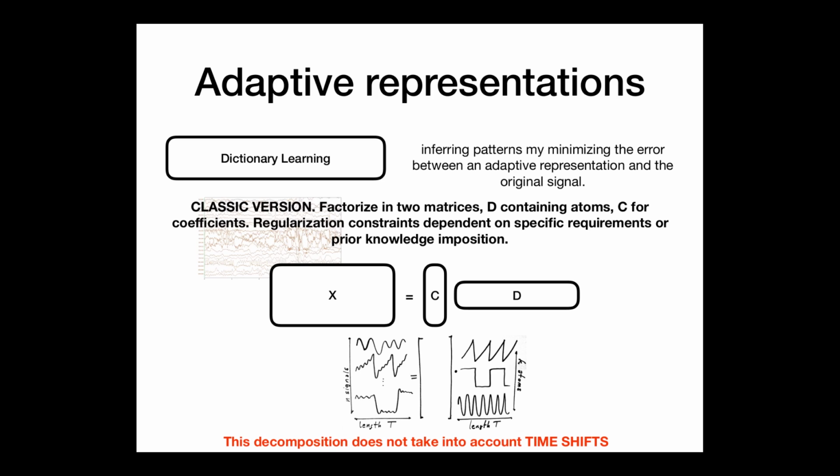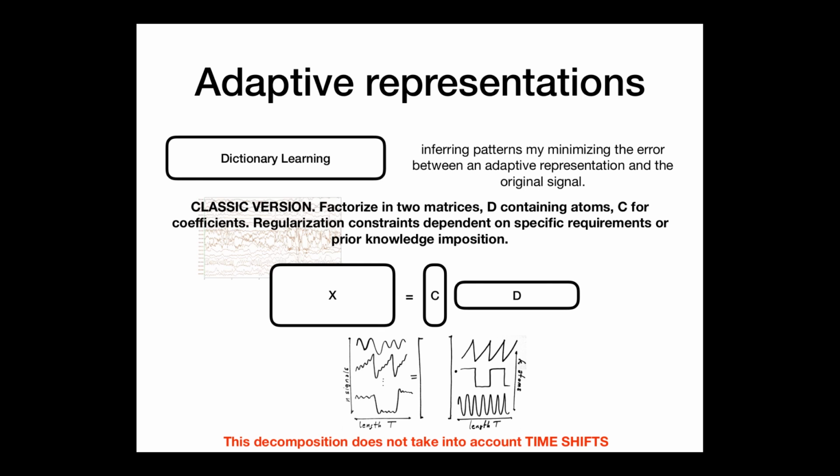where the aim of dictionary learning is to infer both the coefficients of the representation and the patterns. The standard version of dictionary learning doesn't take into account temporal patterns, so time shifts. What we see here is that usually we have X, which is a matrix where each row represents a signal. If you want to see this as a signal, these are acquisitions from intracortical data. And in the columns we have time.